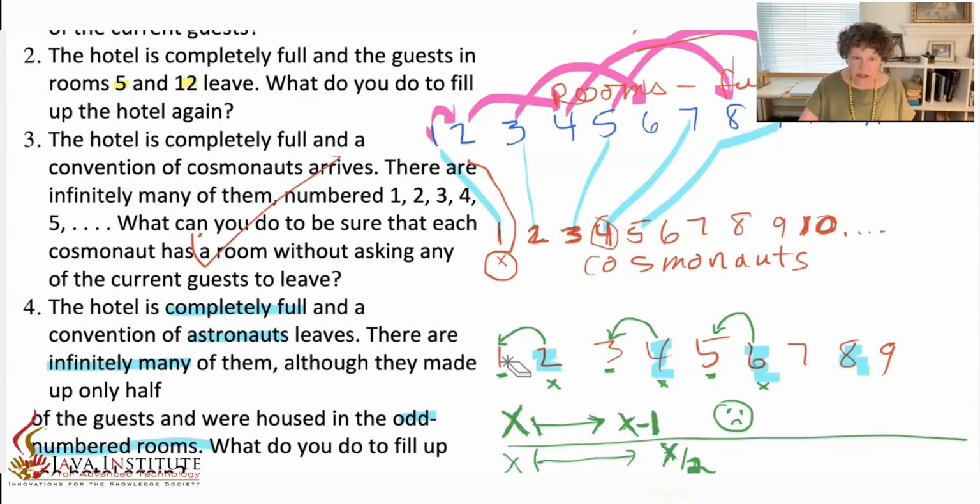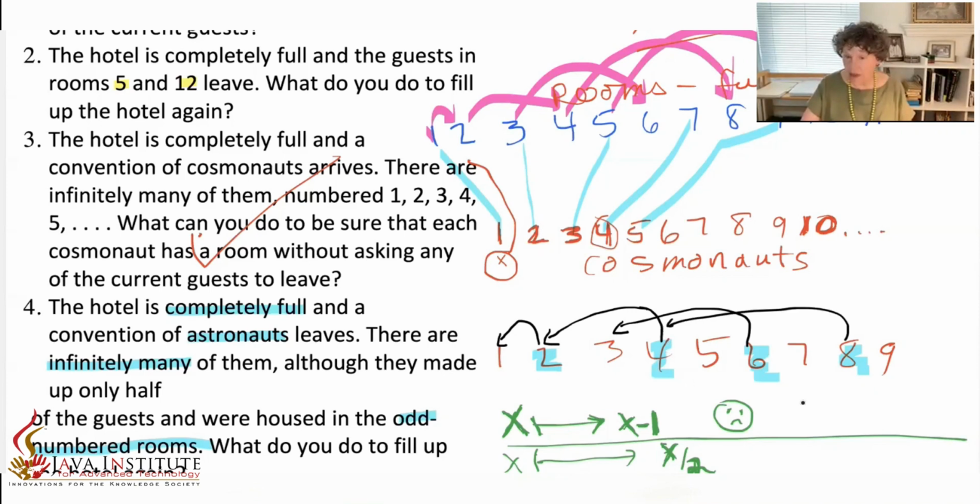Now let's see if I can get rid of these. But when you come up with an idea, and it was a good idea, test it. Because if you can test it, then you can determine if it's correct. So now let's look at this formula. X goes to a half. So 2 goes to 1. 4 goes to 2. 6 goes to 3. 8 goes to 4. So we filled up 1 and 2 and 3 and 4. So we're doing well.